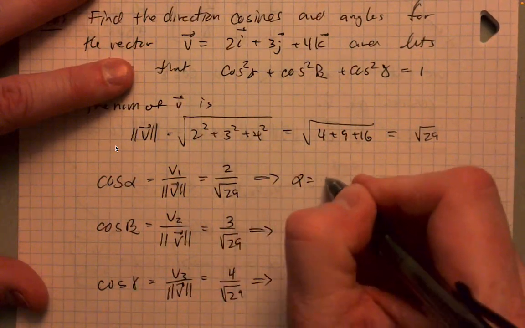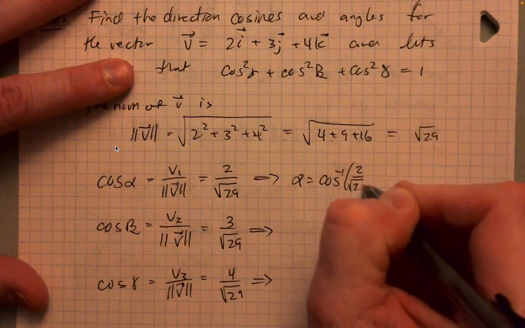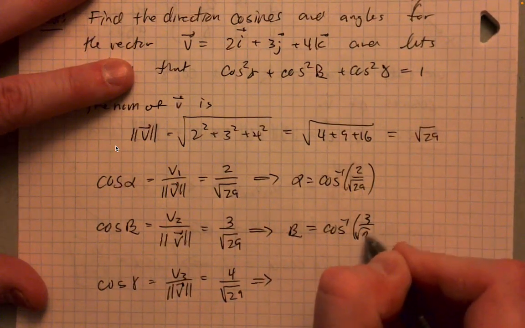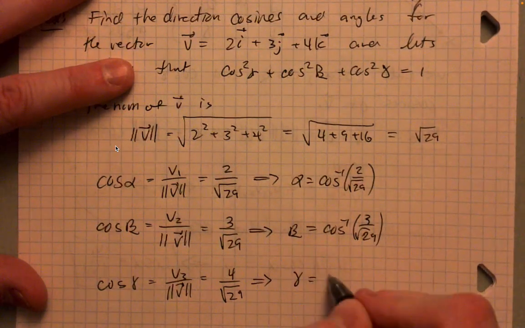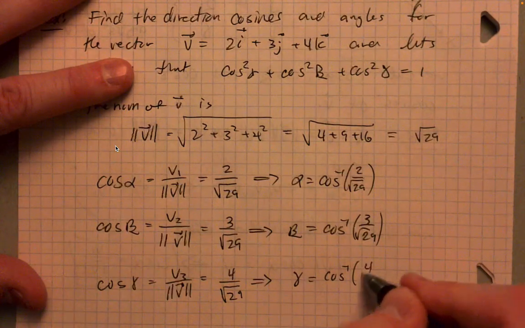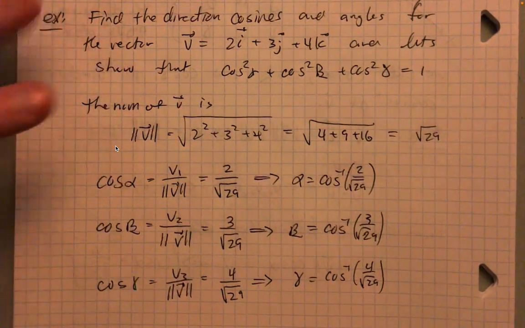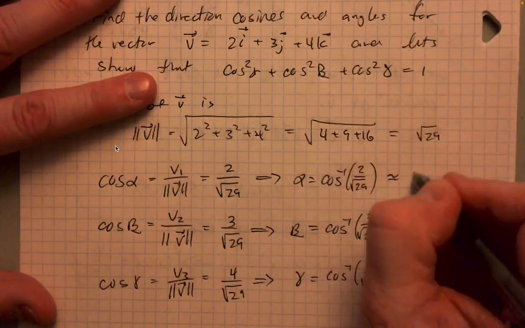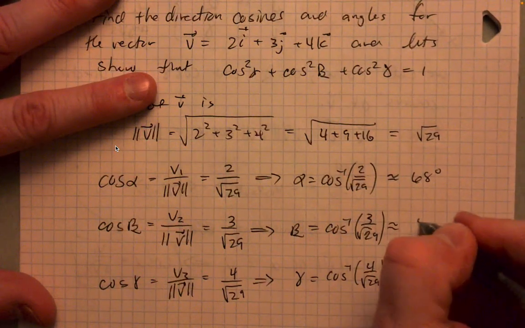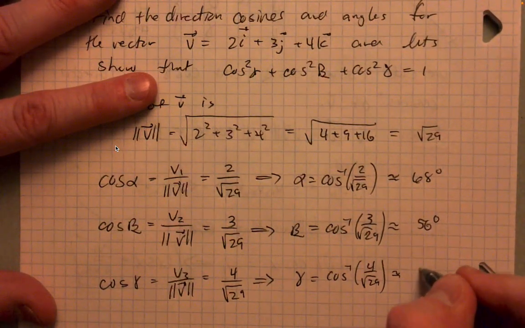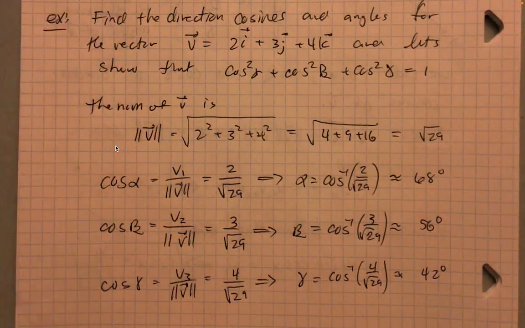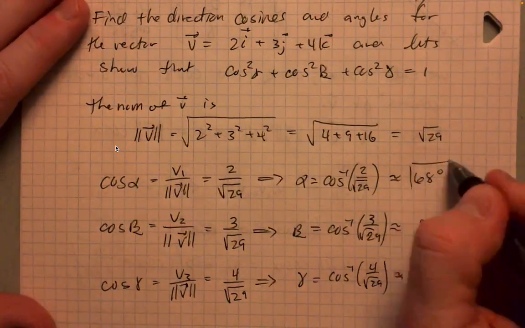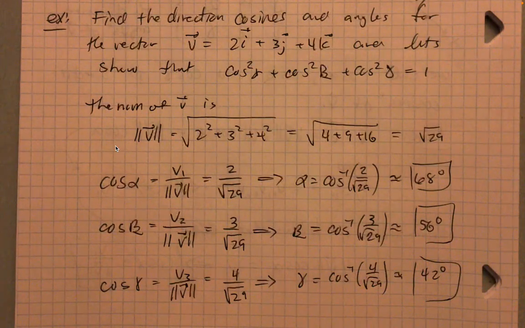Each of these we can use to find alpha, beta, and gamma. Alpha would be the inverse cosine of 2 over the square root of 29. Beta is the inverse cos of 3 over the square root of 29. And gamma can be found using the inverse cos of 4 over the square root of 29. In each case, you can pull out a calculator and plug these in, and you get something like 68 degrees, then 56 degrees. I did this in advance, and this would be 42 degrees. That part's pretty straightforward. Just follow the recipe for these.